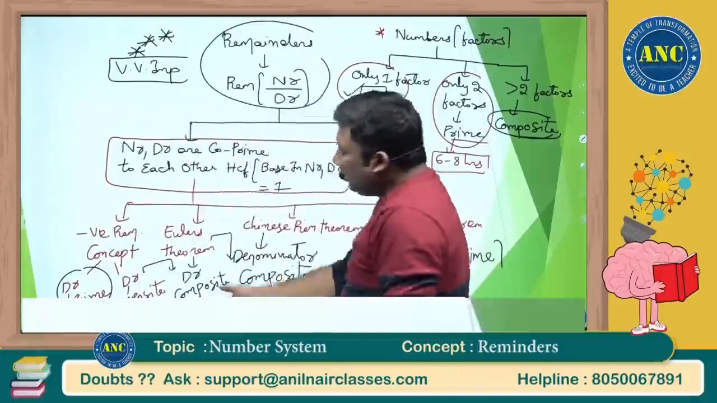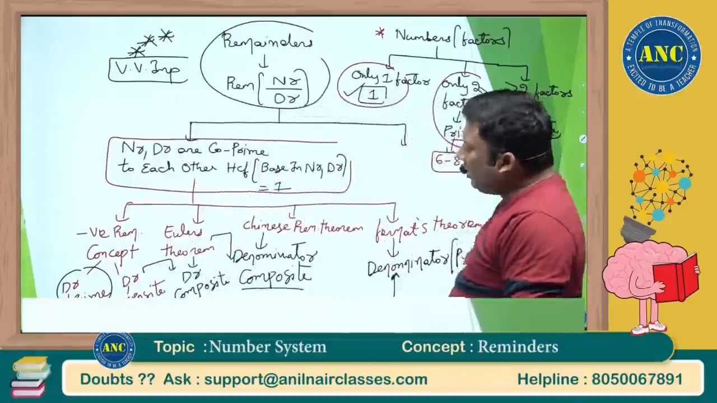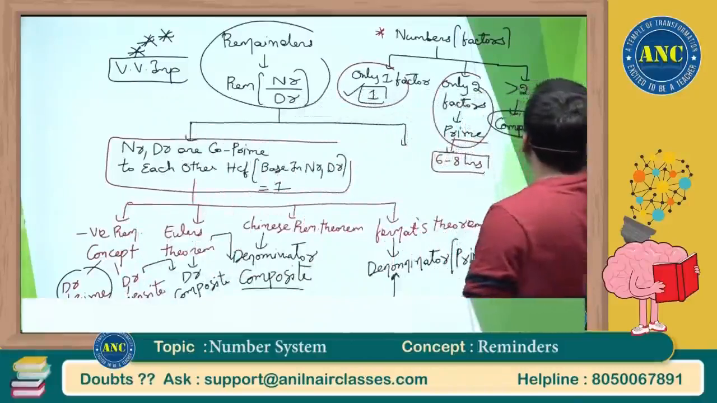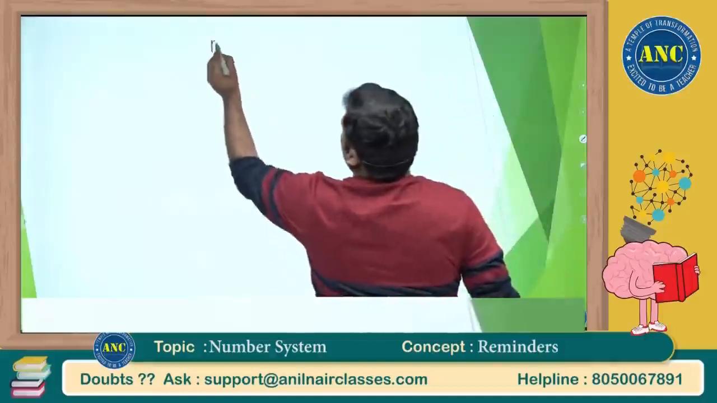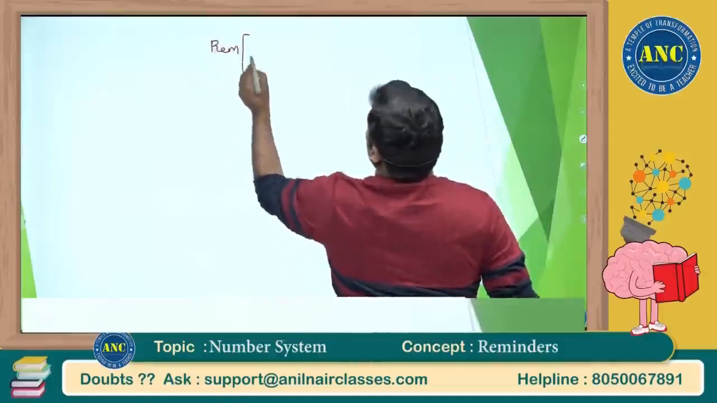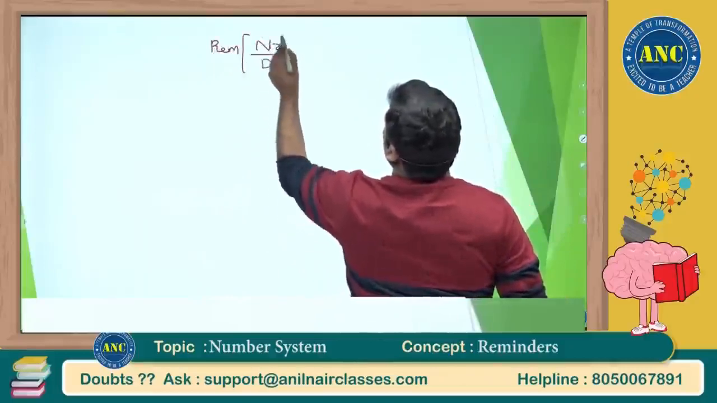What will happen if the denominator is a prime number? What will happen if the denominator is a composite number? See here, sir. Remainders, slowly, concept by concept, not a single doubt, you will get it in the class.